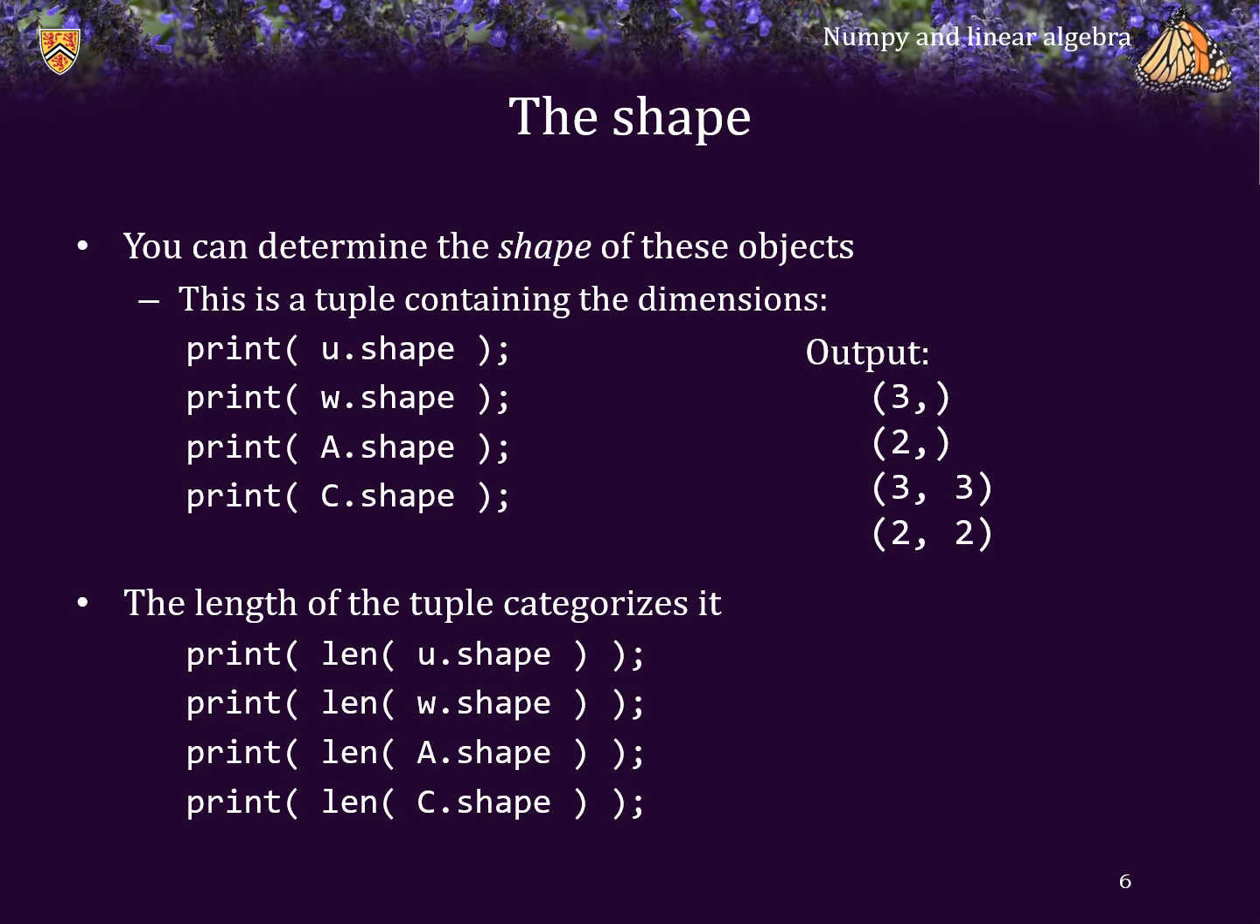You can also categorize the object based on the length of the shape as to whether or not it is a vector or a matrix. So the length of the tuple for u and w is 1, while the length of the tuple assigned to shape for the matrices A and C is 2. You can actually have higher dimensional ND arrays. These are representing tensors, which, by the way, is way beyond the scope of this course.